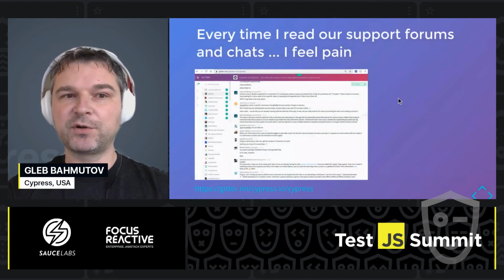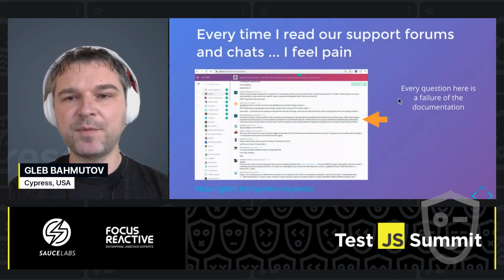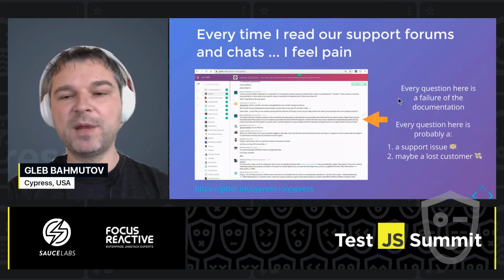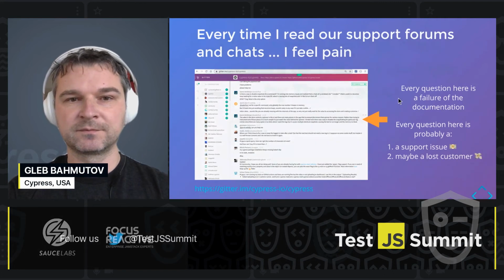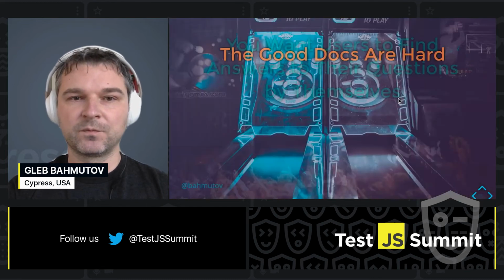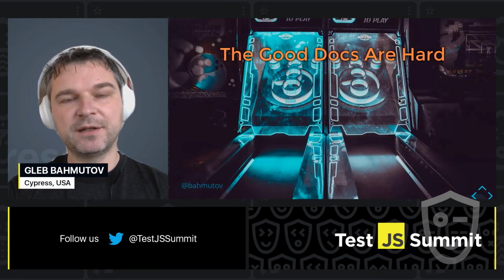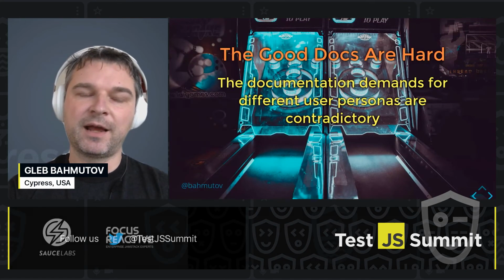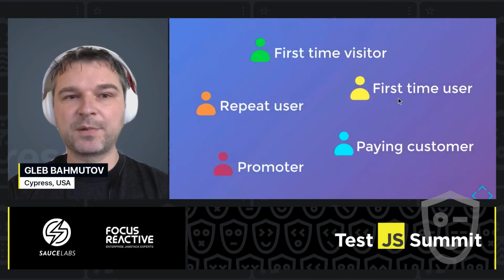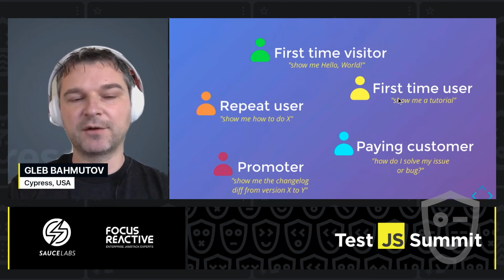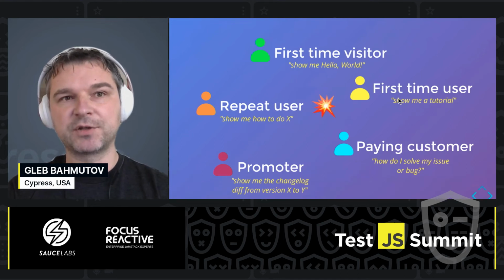So every time I read our support forum and chats, I feel pain because I see so many questions. And every time a user has a question, in my opinion, it's a failure of documentation. It probably will be a support issue or maybe a lost customer for Cypress dashboard. We really want our users to find all the answers by themselves. Unfortunately, writing good documentation is hard because often it's contradictory. Some users need questions answered in a different order. For example, a first-time visitor might ask, show me hello world, while a repeat user might ask, show me how to do X first. And these demands are contradictory.